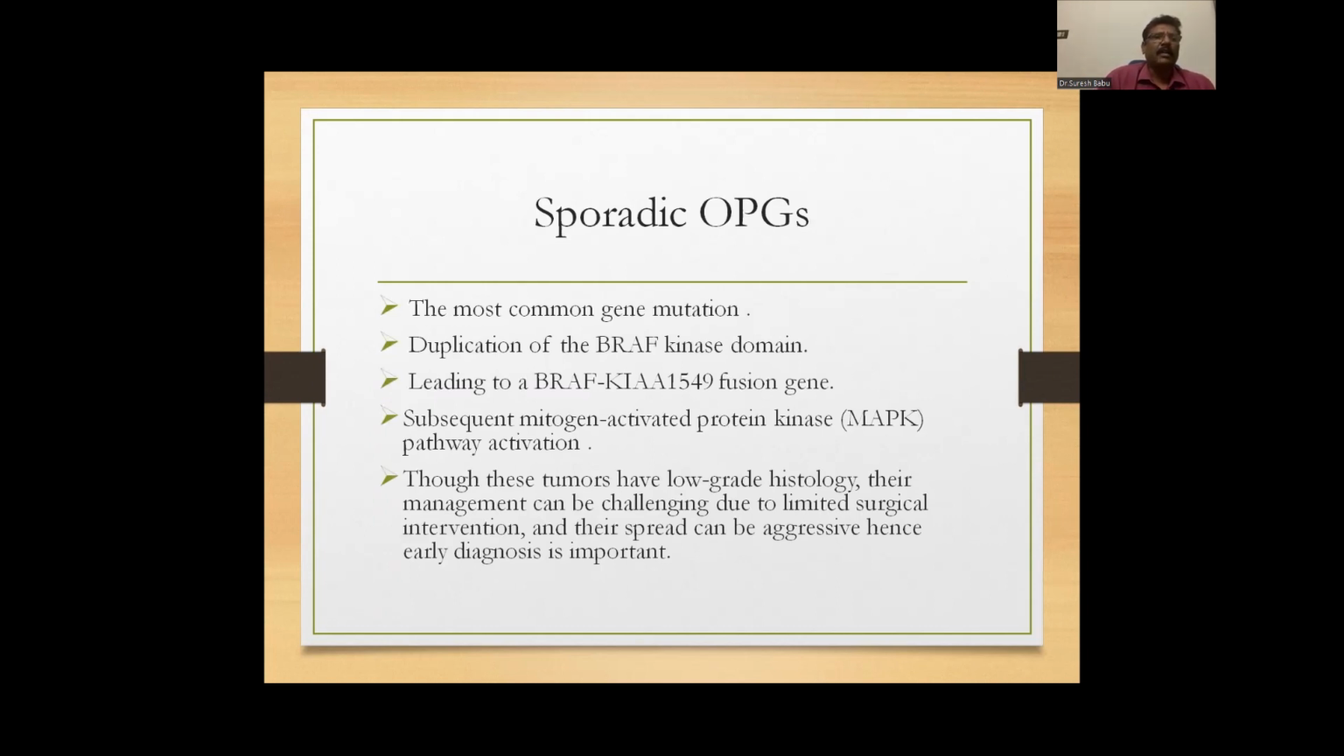So what is a sporadic optic pathway glioma? As I said, in the classical optic pathway gliomas, there is a chromosome 17 mutation. Whereas in sporadic optic pathway gliomas, there is a duplication of the BRAF kinase domain, leading to a KIAA1549-BRAF fusion gene. What happens is subsequent mitogen activated protein kinase pathway activation. Though these tumors have a low grade histology, their management can be challenging because of limited surgical intervention, and the spread can be aggressive. Hence, early diagnosis is very important for sporadic optic pathway gliomas. Next slide.